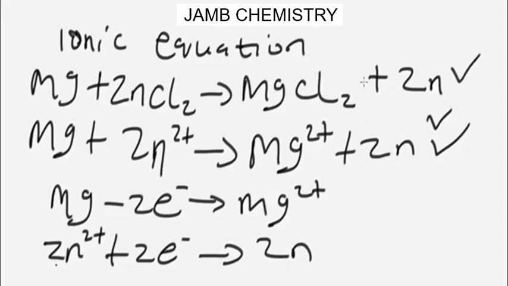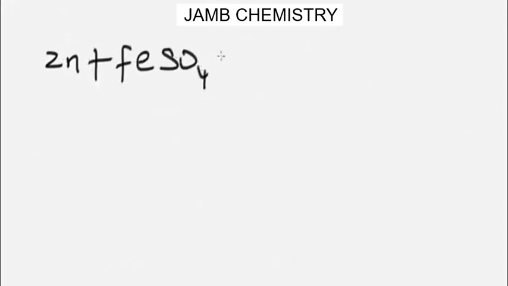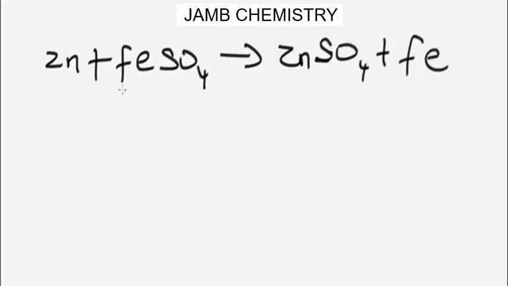Okay, now before I call it a class, let me give you a practice chemistry question. Let's wipe this. Okay guys, so this is a chemistry practice question. Given this reaction, zinc reacts with iron sulfate to form zinc sulfate plus iron. In this question, we're asked to write an ionic equation for the reaction and also state which species is being reduced, which is being oxidized.